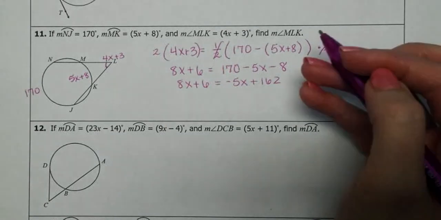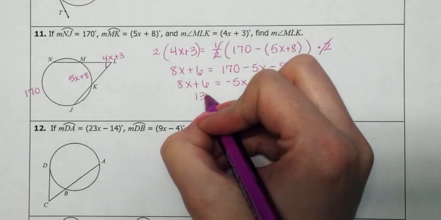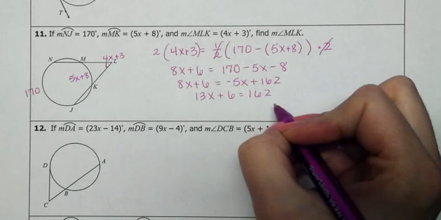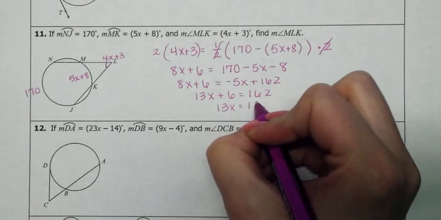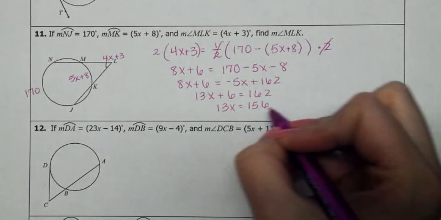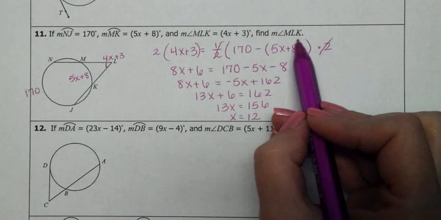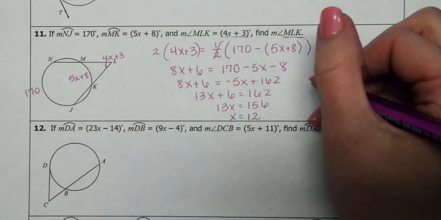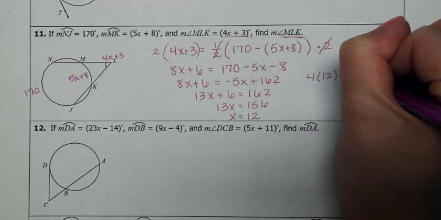I'm going to move my 5x over by adding it. I'm going to get 13x plus 6 equals 162. I'm going to subtract the 6, so 13x equals 156. And I'm going to divide, so I get 12. Now it wants my angle MLK, so plug it into MLK, the equation for it. 4 times 12 plus 3. It's going to give me 51 degrees.